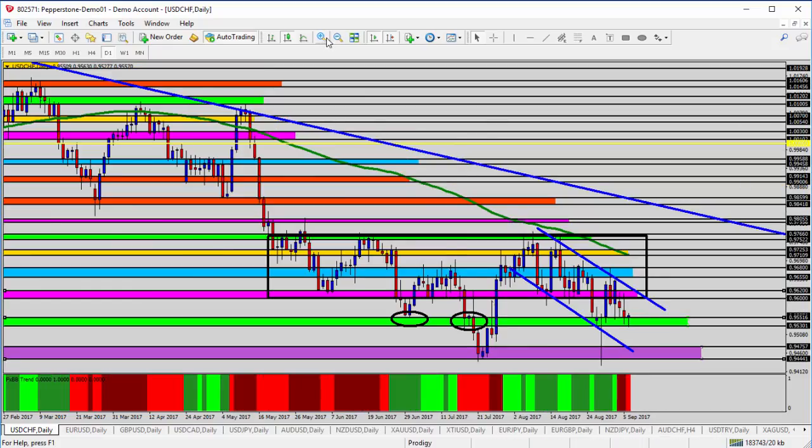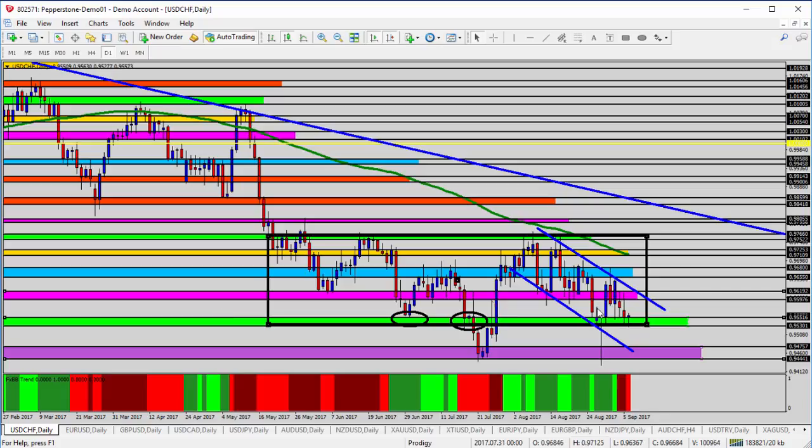Let's zoom it back in a little bit, and we can see in the past several months, going all the way back to May, it's been largely contained within this black box. Even if I was to take that black box and pull it out a little bit, like this, we can see it's largely been contained, with the exception of 2 times challenging the purple zone at the very bottom of the chart.